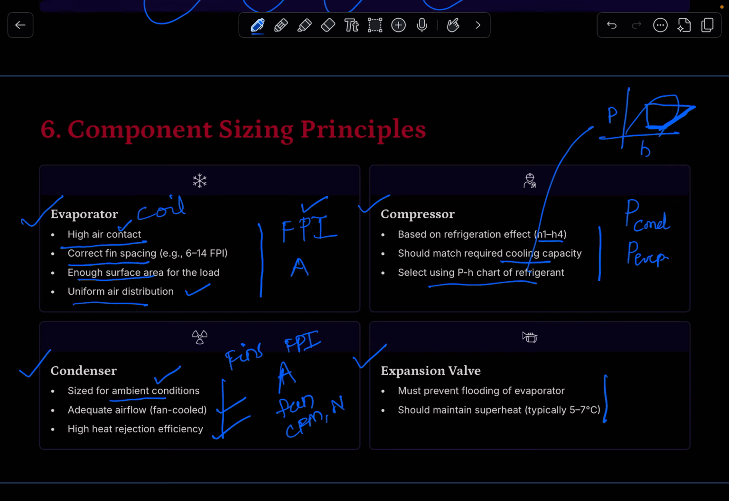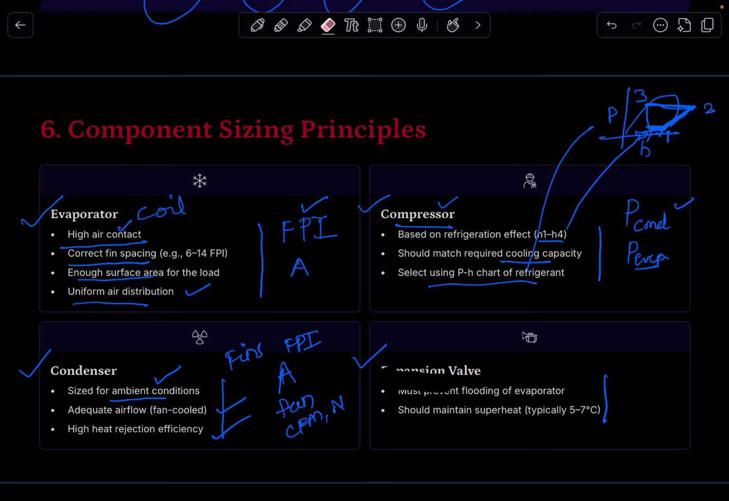Okay, H1 minus H4. So this is 1 2 3 4. So H1 minus H4 is this. You have to match this. Then you have to take care of this pressure, that is condenser pressure, and the evaporator pressure, that will ultimately have a bearing on your compressor selection. This we are going to discuss in detail in our subsequent lectures.